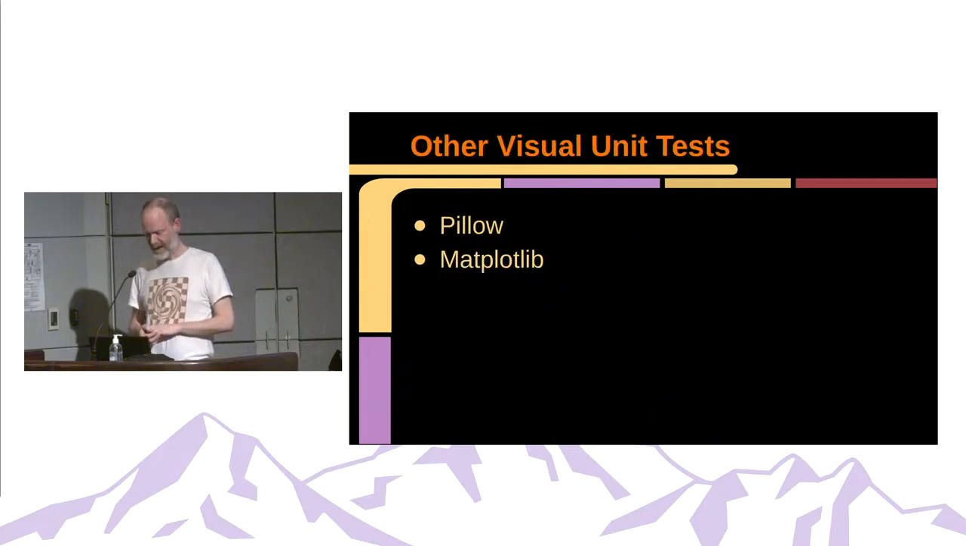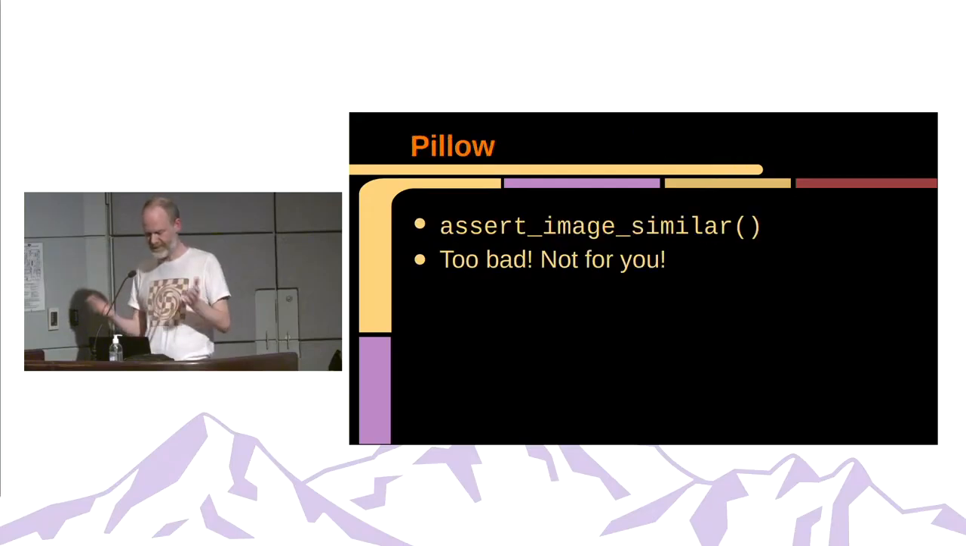So, what can I find out there as inspiration for unit tests in Visual Code? Two really popular Python packages that deal with graphics are Pillow for reading in graphics files, some basic drawing tools, and then Matplotlib that I was playing with earlier. So Pillow does include a function called AssertImageSimilar for comparing two images. Bad news is it's not included in the library.